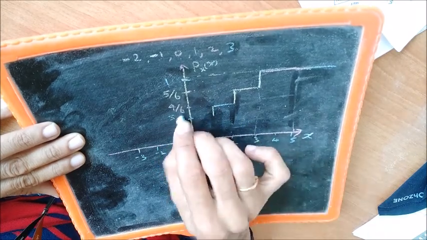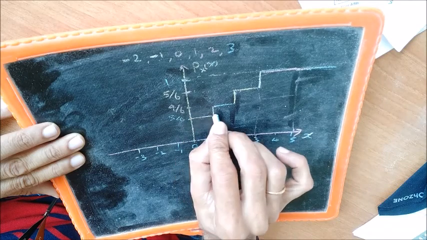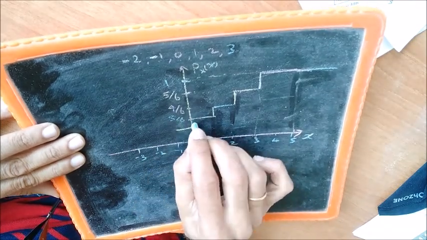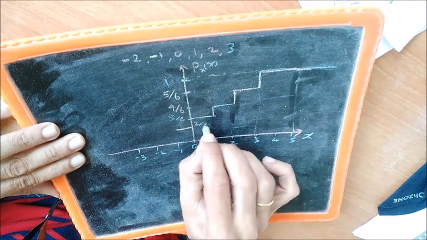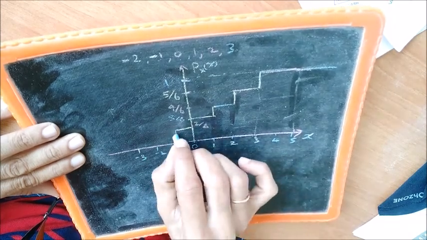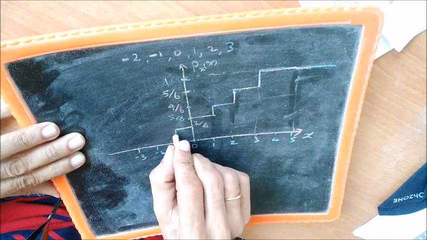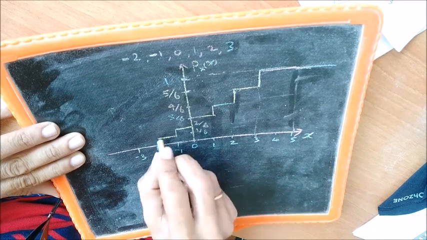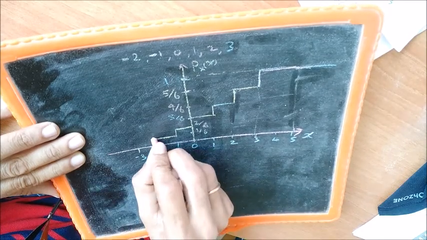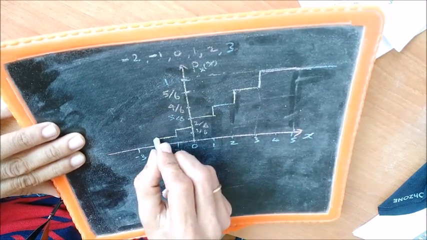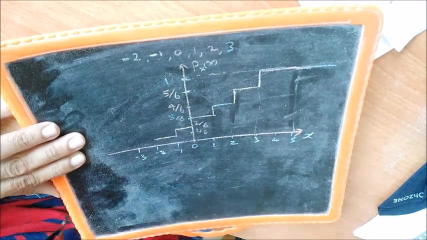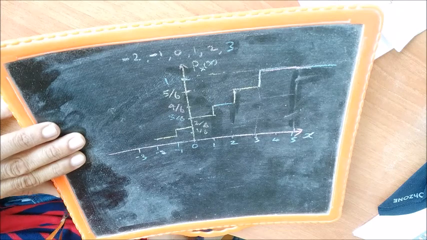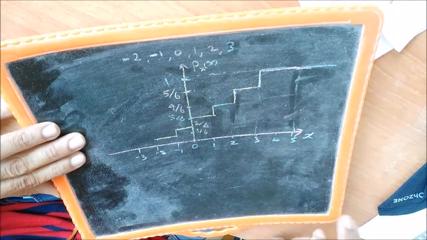You get 3 by 6, and it remains so till 0. And then you cross 0, same argument, you drop by another 1 by 6, you go to 2 by 6, and then the moment you cross over to minus 1, you drop by another 1 by 6, and you reach 1 by 6. Then up to minus 2 you remain at 1 by 6, because the probability of minus 2 or less than minus 2 is 1 by 6, because this face has to show up.